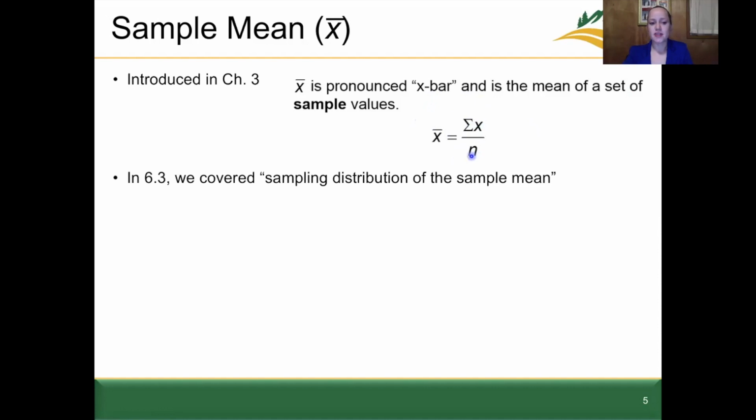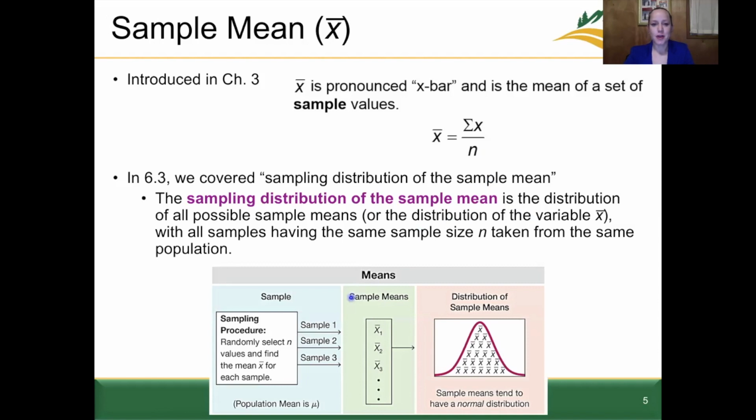In the previous section, 6.3, we also covered the sampling distribution of the sample mean, where we had an entire population. We broke that population down into samples. We took the mean of all those individual samples, and then we ended up getting a population mean, or mu. The means of all these individual samples were X bar values. So we had a whole population, or capital N, number of trials. From our whole population, we took lowercase n, number of trials, our sample size. Then we took the mean of those samples that made up our sample size of n.